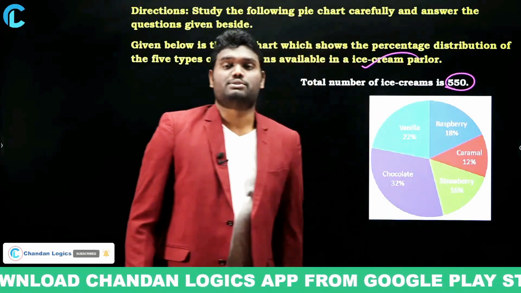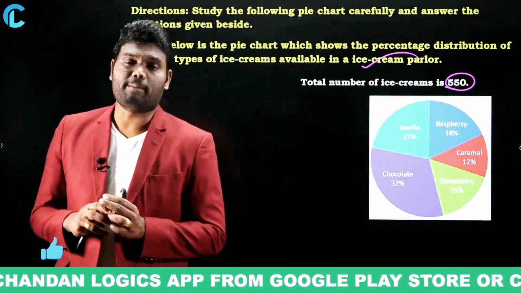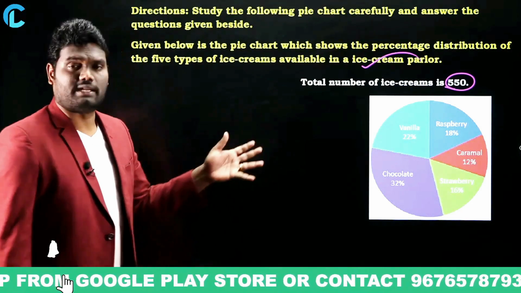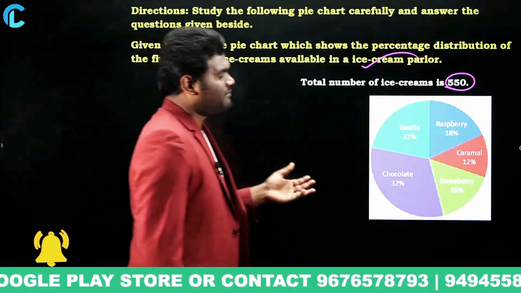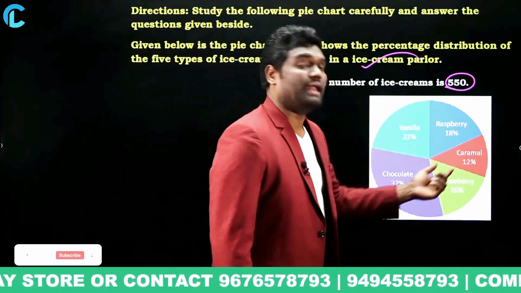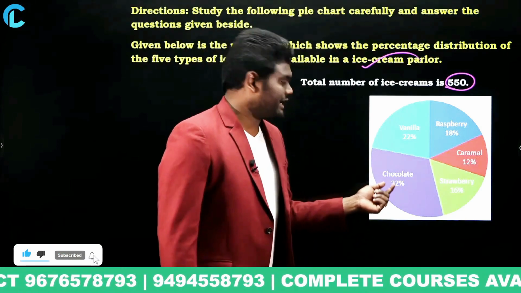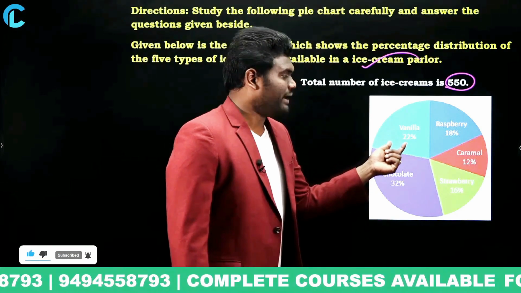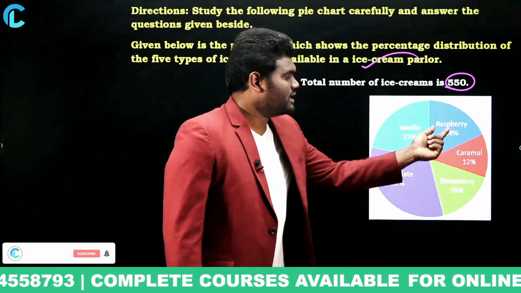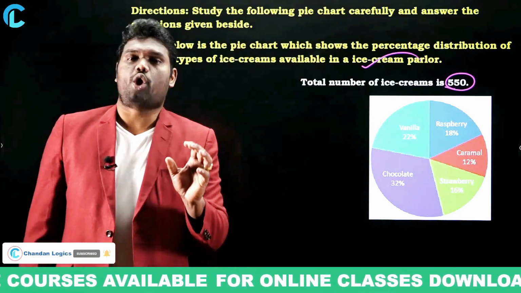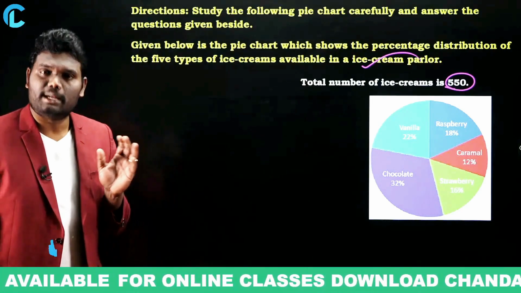Total number of ice creams, 550 ice creams. Okay, now what are the different flavors in this ice cream? If you observe here, the different flavors are: caramel 12%, strawberry 16%, chocolate 32%, vanilla 22%, raspberry 18%. These are the percentages of the different ice cream flavors.